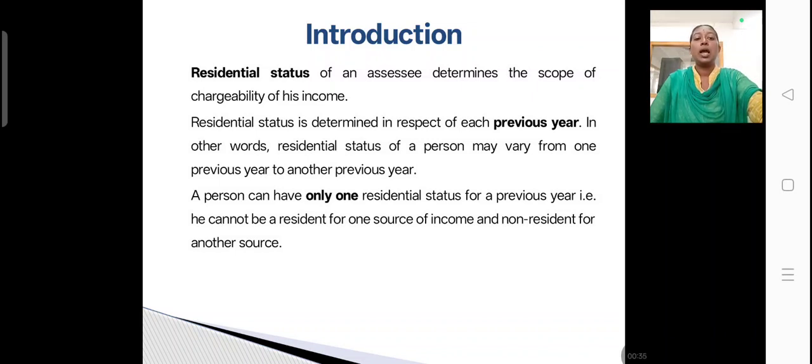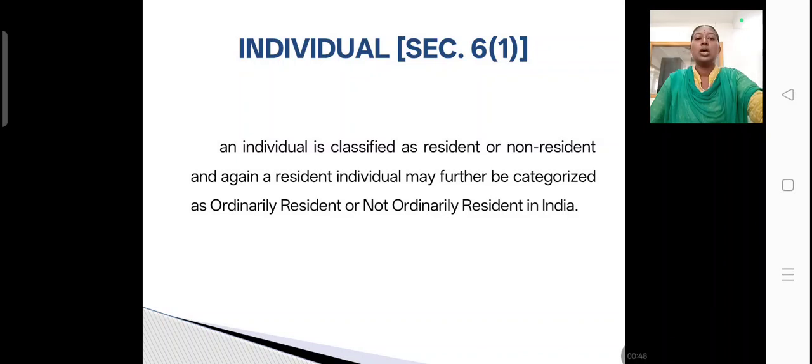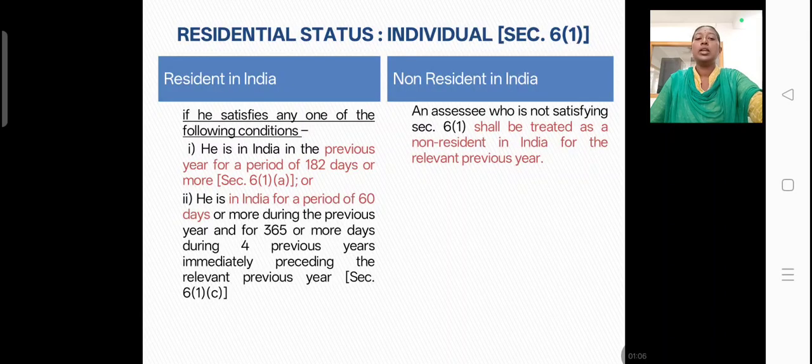A person can have only one residential status for a previous year, that is, he cannot be resident for one source of income and non-resident for other sources. Individuals, section 6 subsection 1. An individual is classified as resident or non-resident, and a resident individual may further be ordinarily resident or non-ordinarily resident in India.